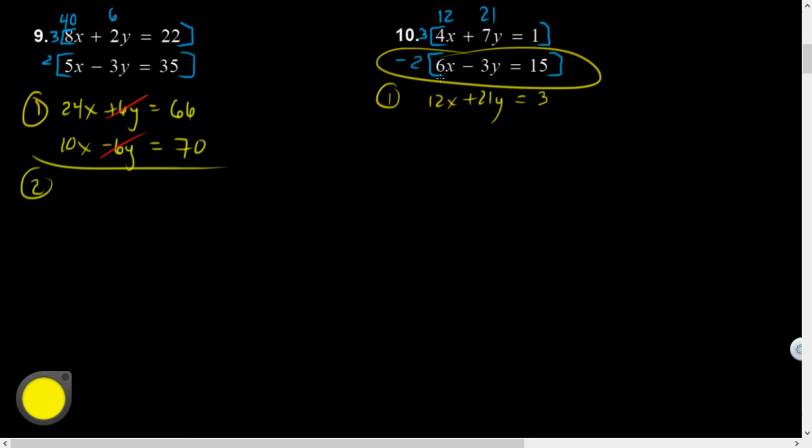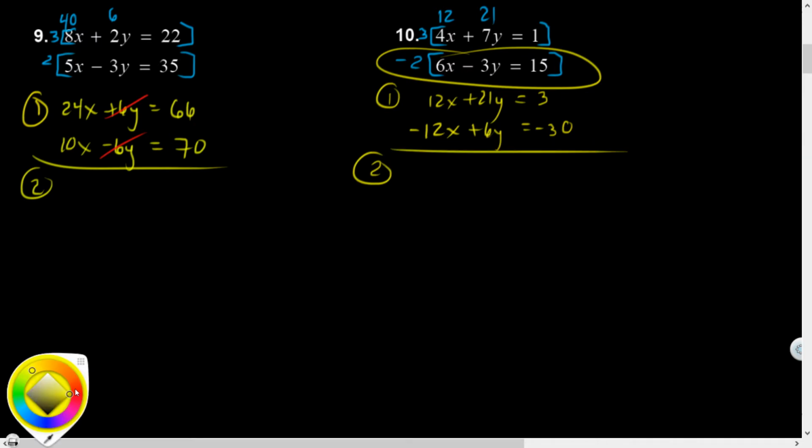So let's see, negative 2 times negative 3y. You can still grab the calculator. Positive 6y. Negative 2 times 15 is negative 30. And who gets eliminated? Those x's get eliminated. Yeah, and then the rest of the problem goes from there.